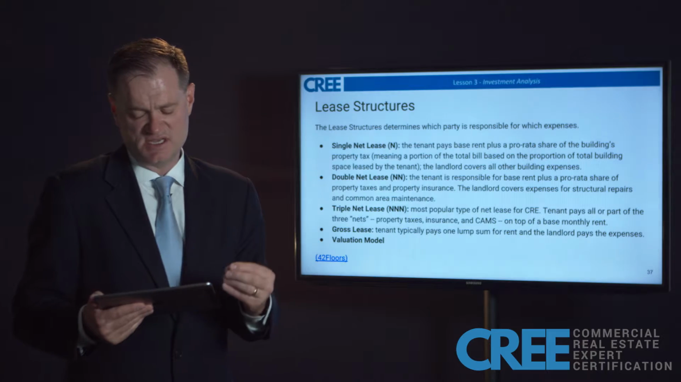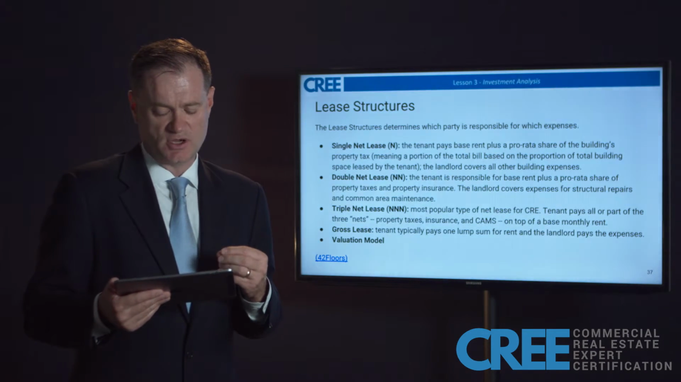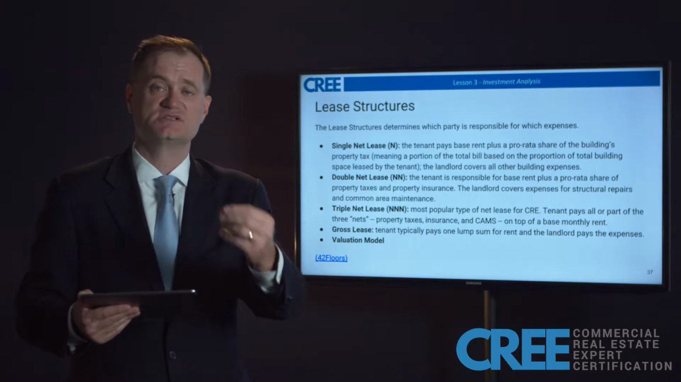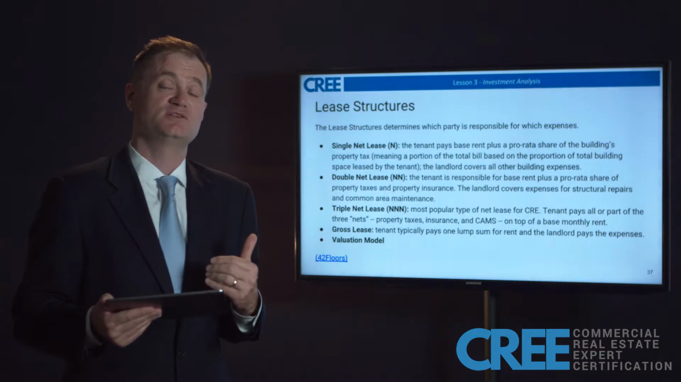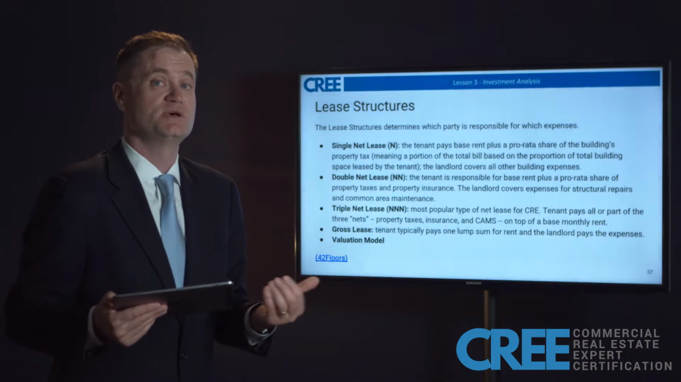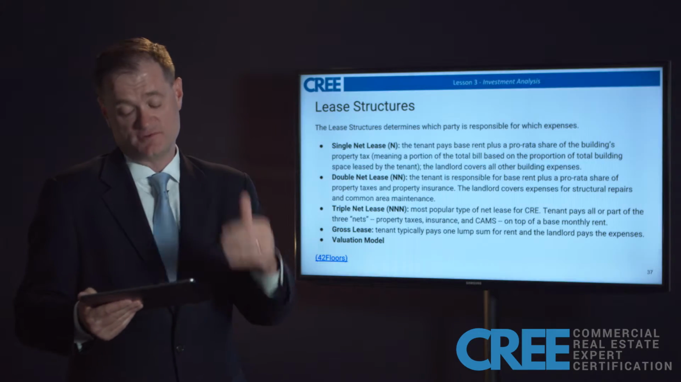Again, I would say somewhere in between triple net and a gross lease is going to be your single net, your double net. And those definitions are right here. You can click on the link to 42 Floors, which is a great resource, which will also further define all of those lease structures for you.